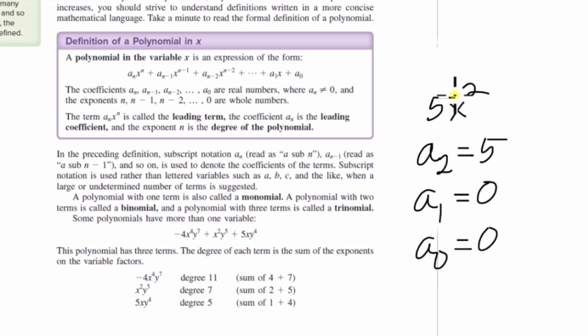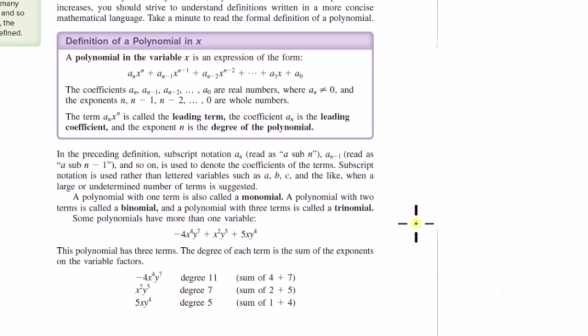It's a monomial. But technically, the number 1 is a monomial too. The degree of this polynomial is 0. A sub 0 is 1, and that's it. The degree is 0, and the leading coefficient is 1. Okay, a polynomial with two terms is called a binomial, and a polynomial with three terms is called a trinomial. So monomial, binomial, trinomial, those are 1, 2, and 3-termed polynomial expressions.